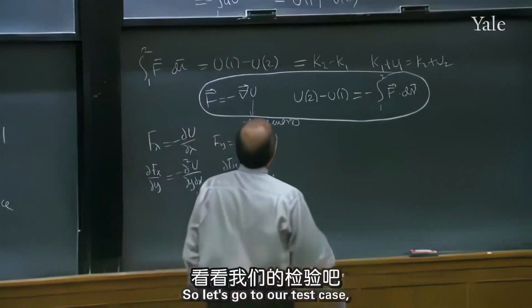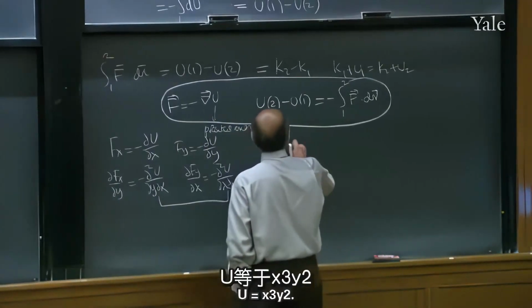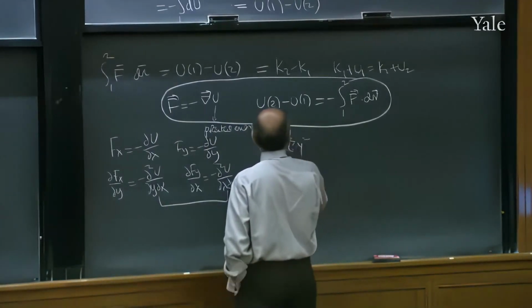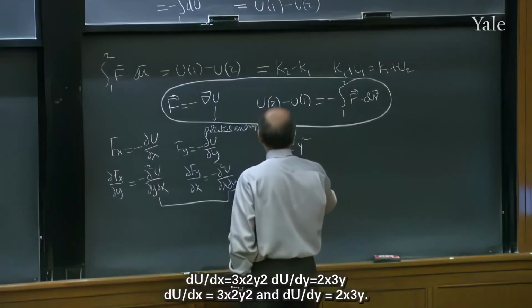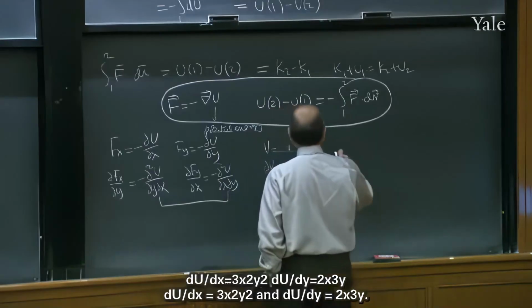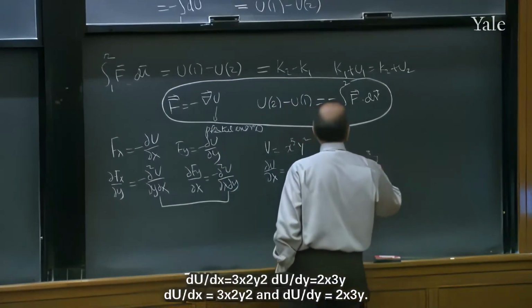So let's go to our test case. U equal to x cubed y squared. du/dx was equal to 3x squared y squared. And du/dy is equal to 2x cubed y.